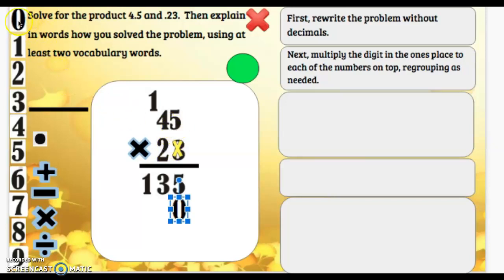2 times 5 is 10. So I put my 0. And I'm going to bring up my 1. 2 times 4 is 8. 8 plus 1 is 9.